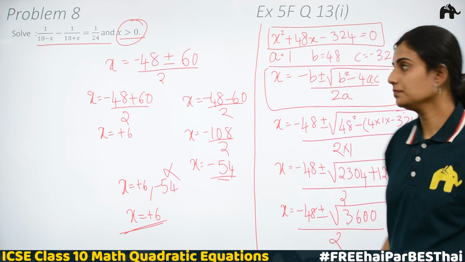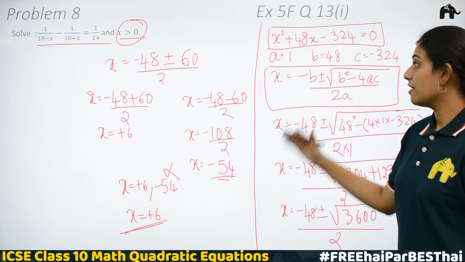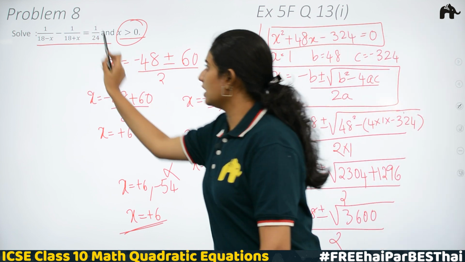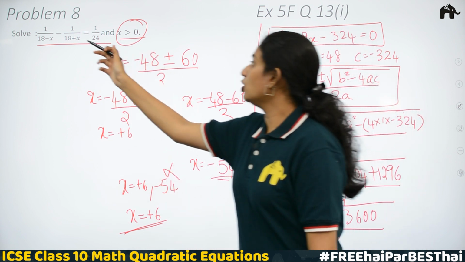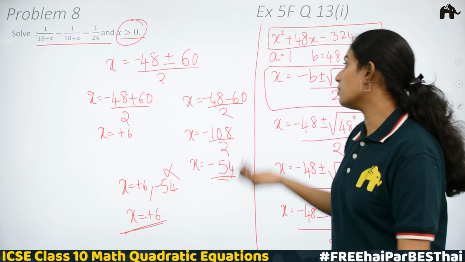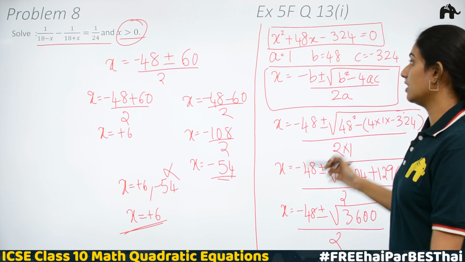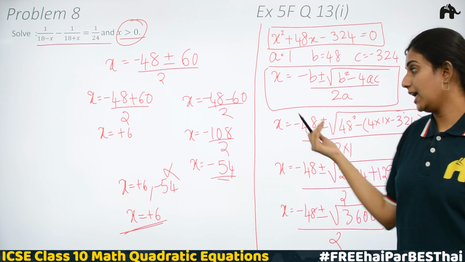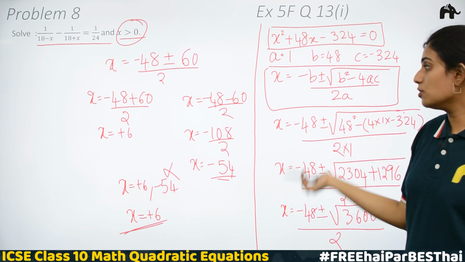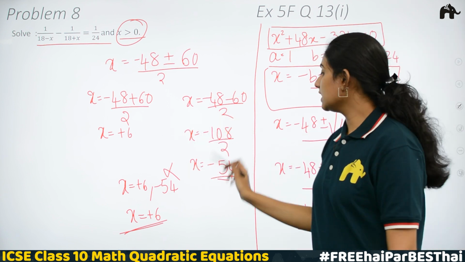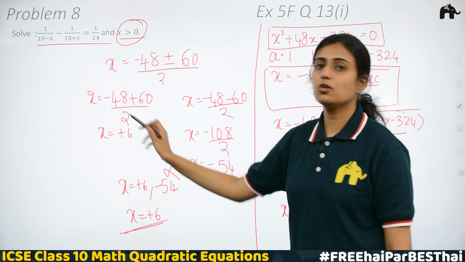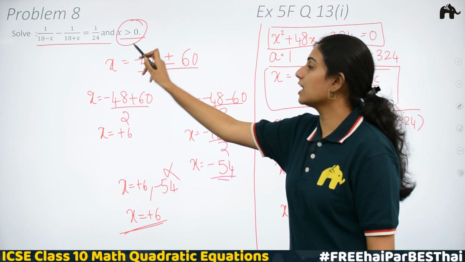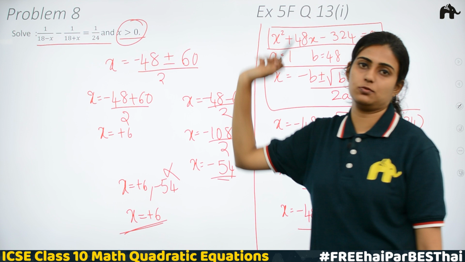Clear? Here, first we have taken this equation, converted this to the standard form of quadratic equation, after which we used the formula, substituted values for a, b and c, got two values for x, rejected the negative value and took only the positive value because we have a condition x is greater than 0.